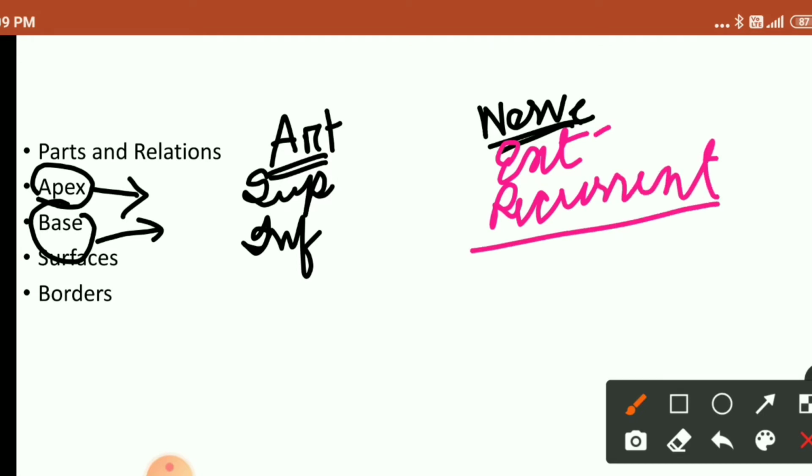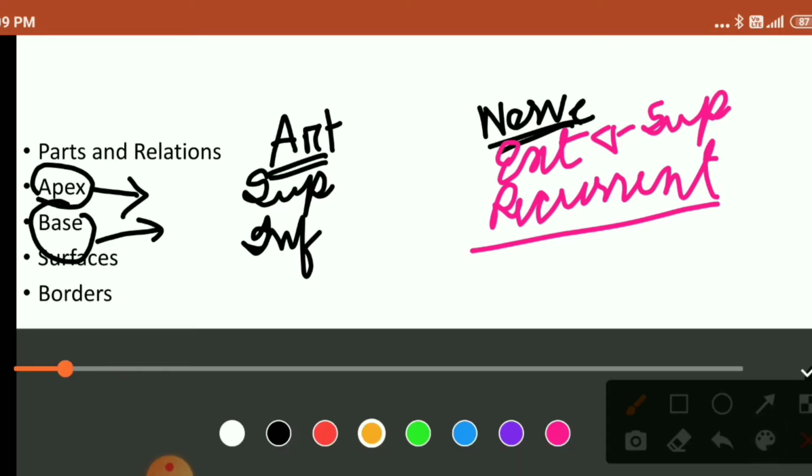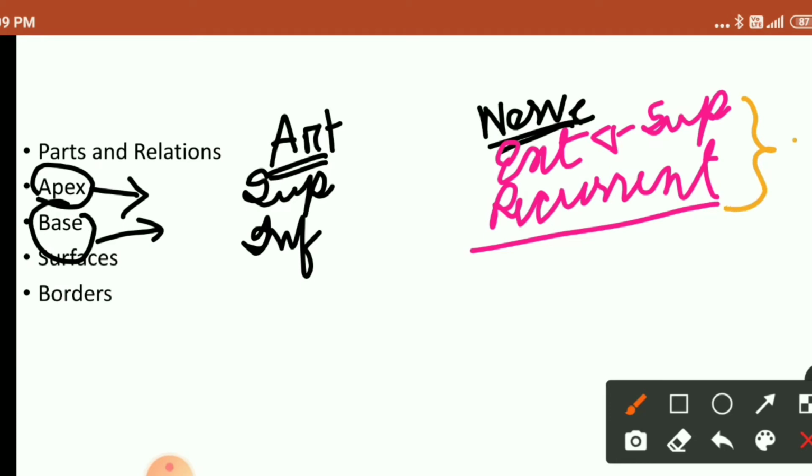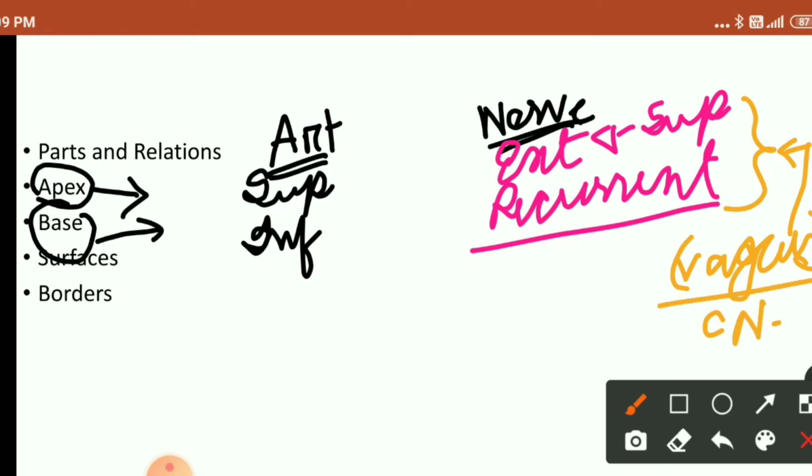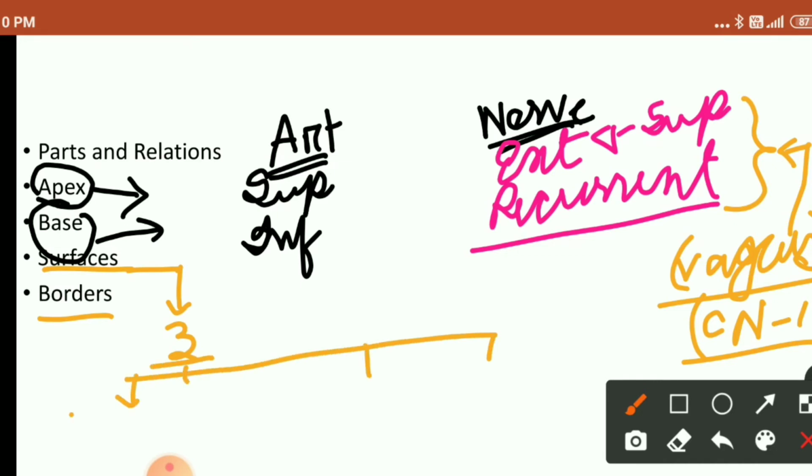And we know that the external laryngeal nerve is a branch of the superior laryngeal nerve, and both the superior and recurrent laryngeal nerves are branches of the vagus nerve. Yes, vagus nerve means the 10th cranial nerve. Now we come to the surfaces and borders. Let us come to the relations of the surfaces. We know that it has three surfaces. We already discussed: the medial, lateral and posterolateral surface. Basically, we are talking about the medial and the lateral surfaces.